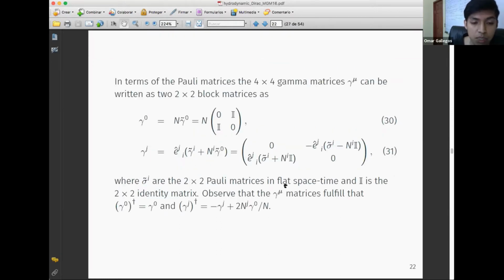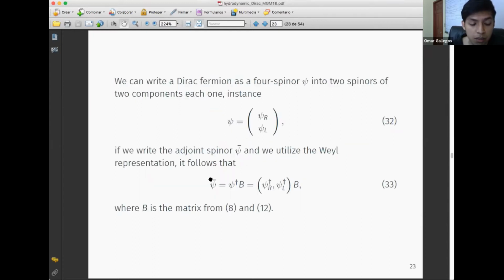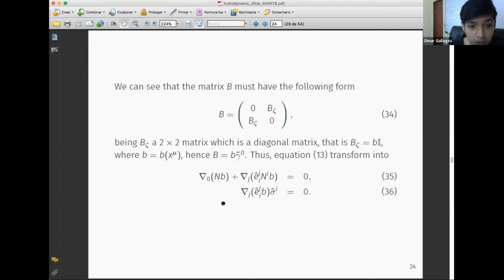In this new representation, we can write every equation of the Dirac equation in this form. For example, the gamma matrices are written in the Weyl representation like this. The spinor in the Dirac representation is a spinor with 4 components, and in the Weyl representation we can write it with 2 spinors with 2 components, the right and left-handed spinors. The same way is for the adjoint spinor.